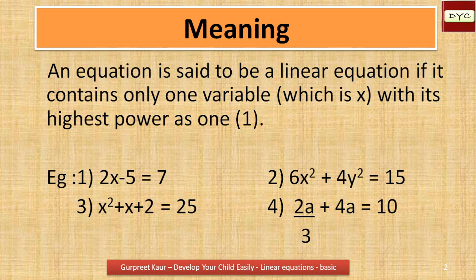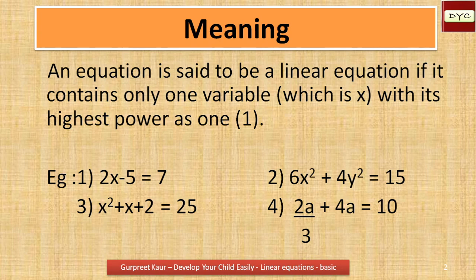Now I have given certain examples, like number 1 is 2x minus 5 is equal to 7, 6x square plus 4y square is equal to 15, x square plus x plus 2 is equal to 25, and 2a upon 3 plus 4a is equal to 10.